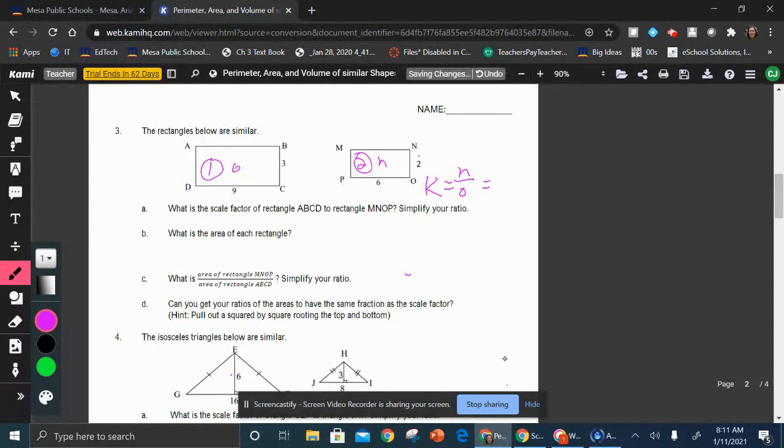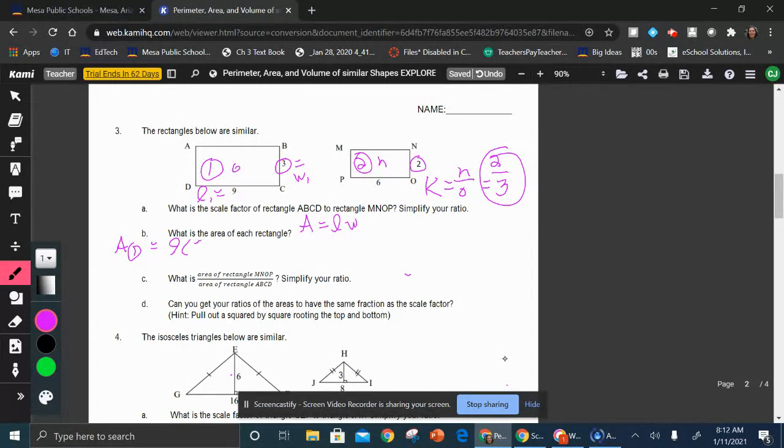So I picked these. I'm going to use the widths. So 2/3. Don't need to simplify it. Okay, and what's the area of the rectangle? Area of the rectangle, remember, is length times width. So we're going to do area for the first one is going to be equal to the length times the width.